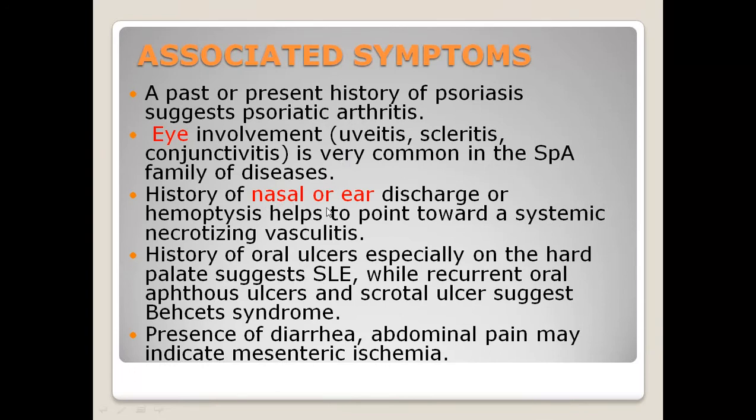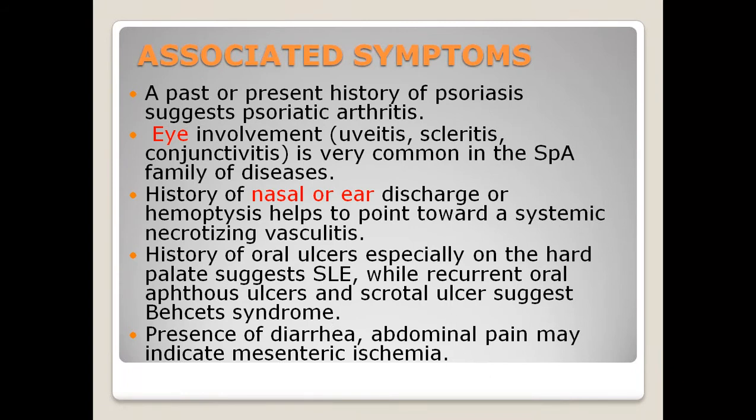Then history of nasal or ear discharge, then you can go towards a systemic necrotizing vasculitis. Whereas the history of oral ulcers, especially on the hard palate, says SLE, while recurrent oral aphthous ulcers and scrotal ulcers suggest Behcet syndrome. This is the one point which is important. History of oral ulcers, especially on the hard palate, suggests SLE, whereas recurrent oral aphthous ulcers and scrotal ulcers will suggest Behcet syndrome.